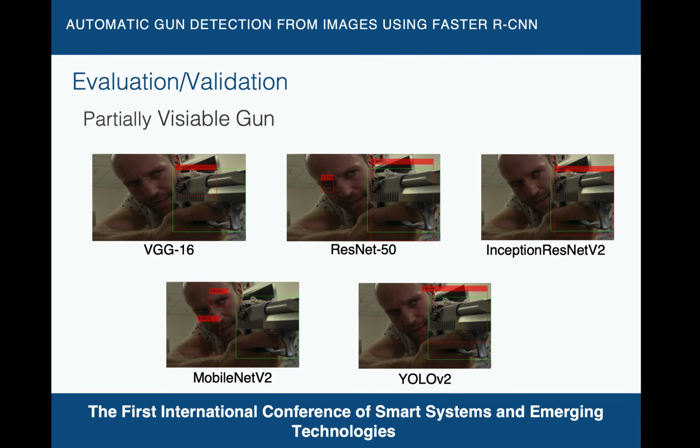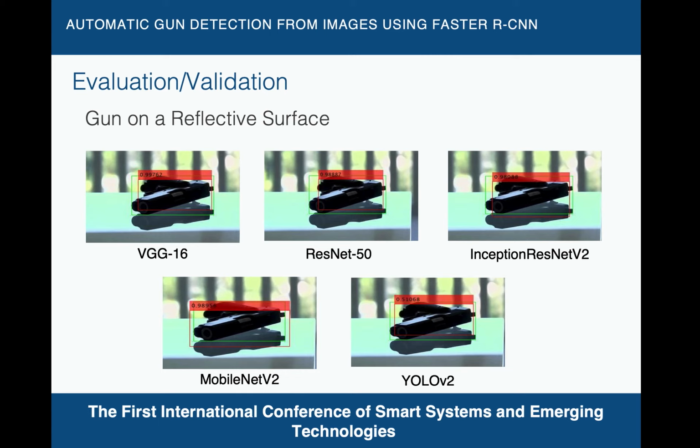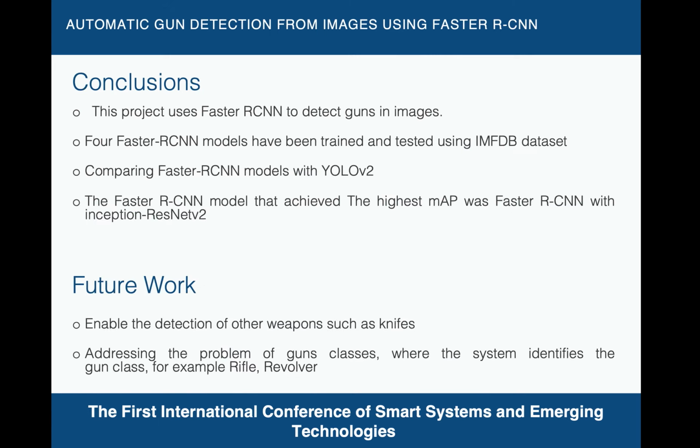These are examples of the images that the models were tested on. This is an image of a partially visible gun that got correctly detected by ResNet 50, Inception ResNet, and YOLO v2. And this is another example of a gun on a reflective surface that got correctly detected by all the models.